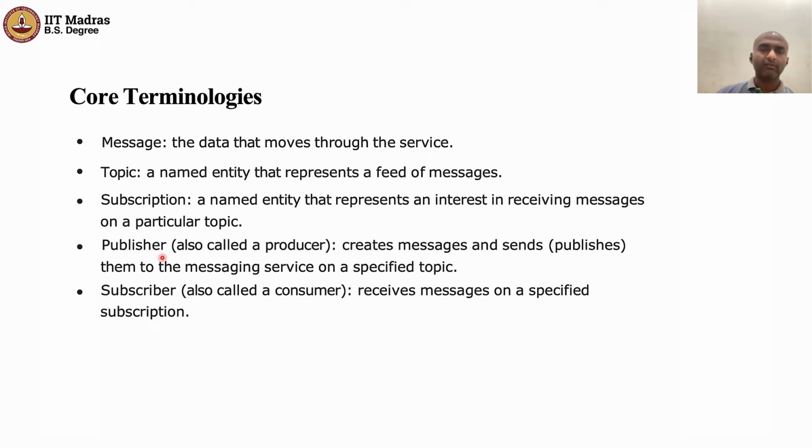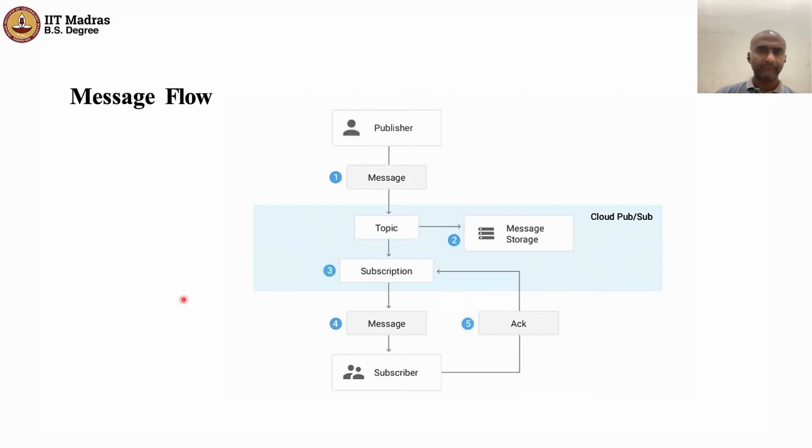Publisher, like we spoke about, is also called a producer. It's the one that's responsible for creating the messages and sending them to the topic. Likewise, the subscriber is signing up to the subscription with the message service for a specific topic, so that it can keep consuming the messages from that. So, if you put it all together, a publisher publishes a message into a topic. The topic has a collection of messages. It uses a message store internally within PubSub, and it allows multiple different types of consumers, which are subscribers, to sign up for a subscription, right?